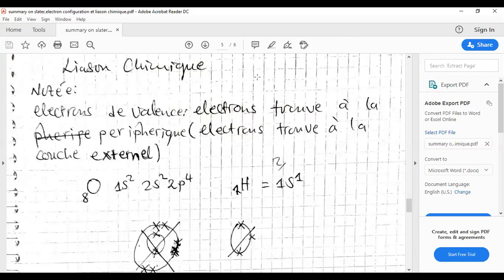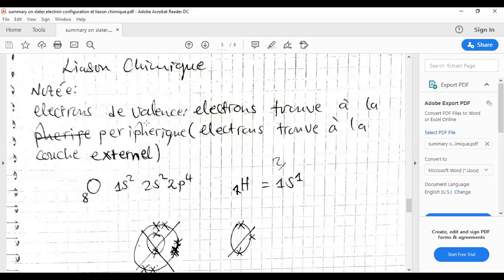Okay. So, liaison chimique. We said that the valence electrons are the ones that take part in chemical bonding. If you are bonding something, only the valence electrons are the ones involved. So what are the valence electrons?